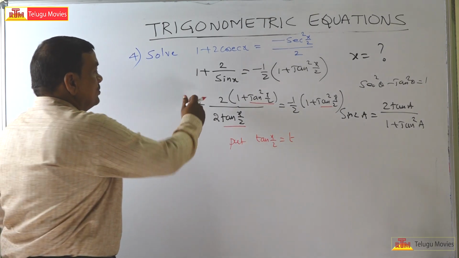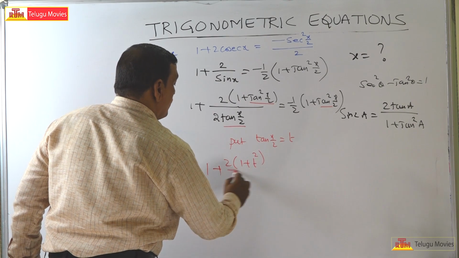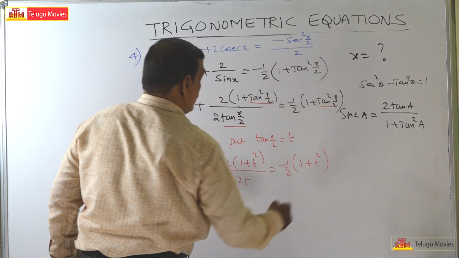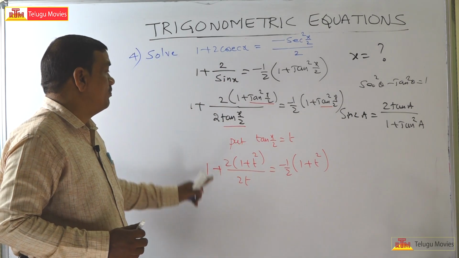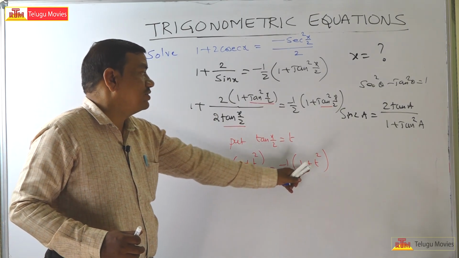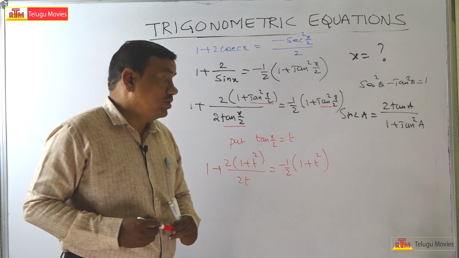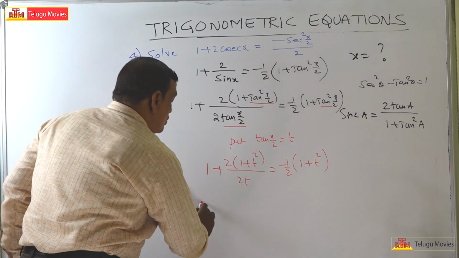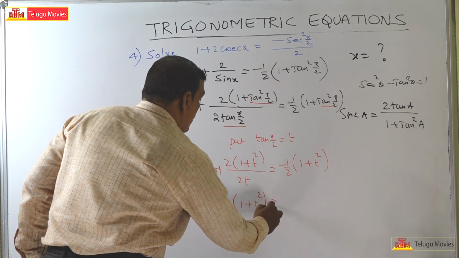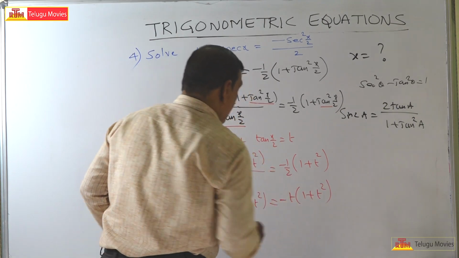Let us check what happens. So this is equal to 1 plus 2 times (1 plus t square) by 2t is equal to minus 1 by 2 into (1 plus t square). Here you multiply with 2t. So what happens here? 2t plus 2t, 2t will get cancelled, 1 plus t square. Here 2 will cancel, minus t into 1 plus t square.